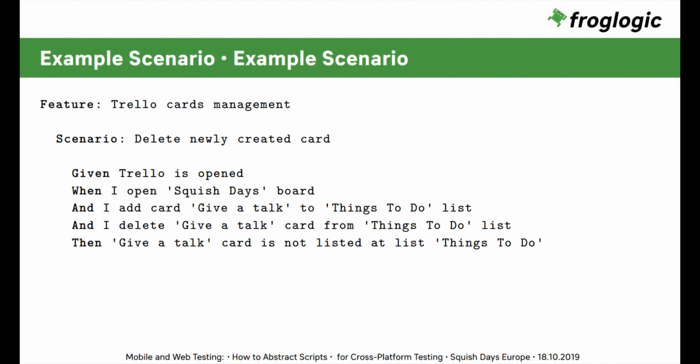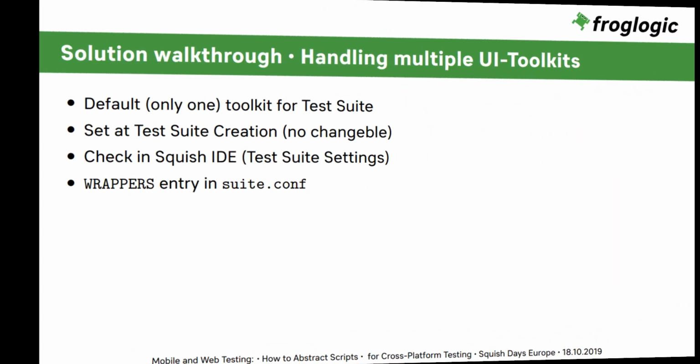When executing the same scenario on web and Android, you probably noticed minor differences in actions. But still, we are able to design a scenario description on a high level that is valid for both UI toolkits. Let's take a look at such a scenario. Let's give it a title, delete newly created card, and here are the steps. Given Trello is opened, when I open Squish dashboard, and I add card give a talk to things to do list, and I delete give a talk card from things to do list, then give a talk card is not listed at things to do list.